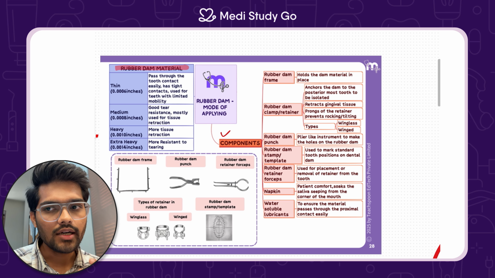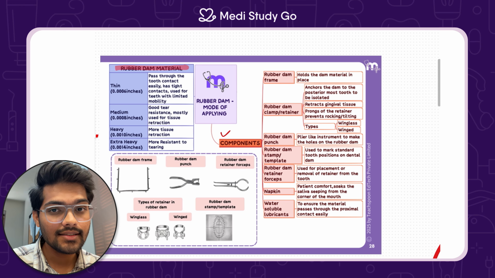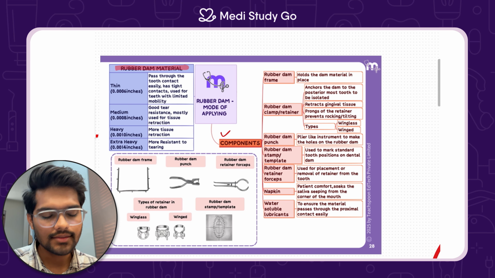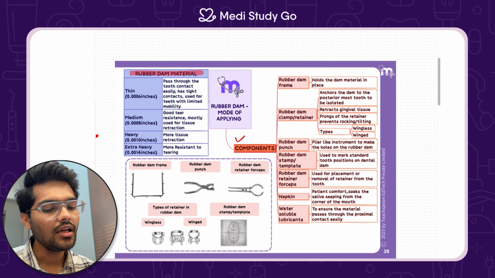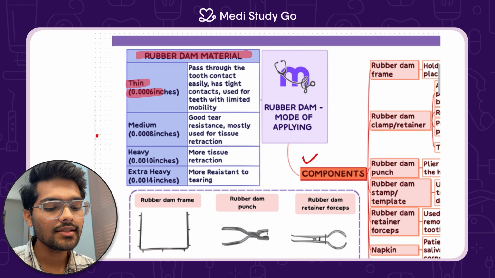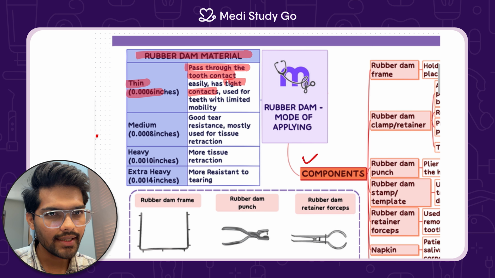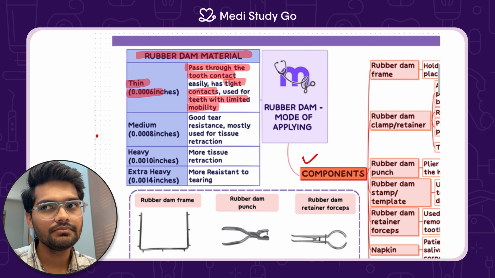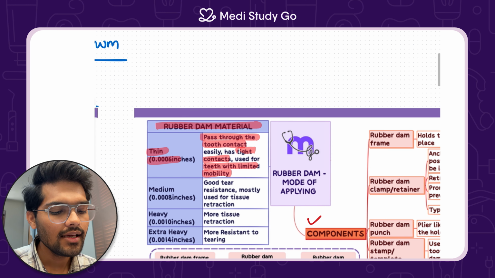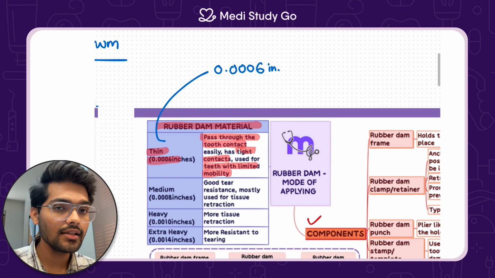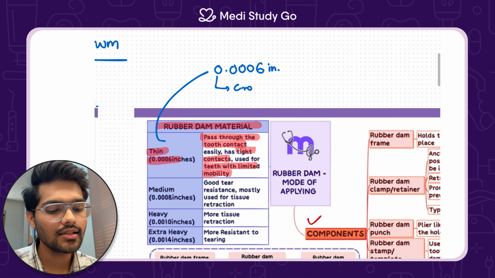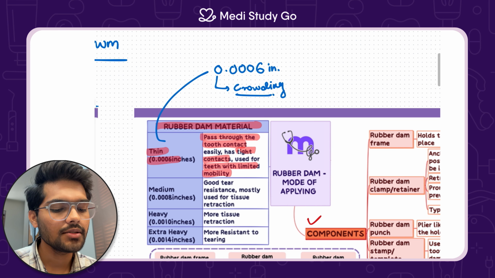We need to understand the different thicknesses and what is the purpose of having different thicknesses. So there are basically four different thicknesses of rubber dam sheets. The first is thin, which is 0.0006 inches thick, and this is going to be a little fragile. It might just snap easily, but it is going to pass through the contacts easily. So if it's a crowded arch, you can consider going for a thin rubber dam sheet.